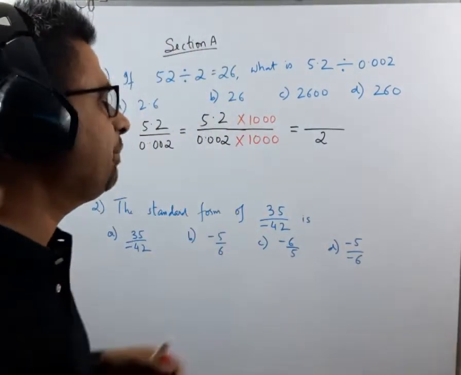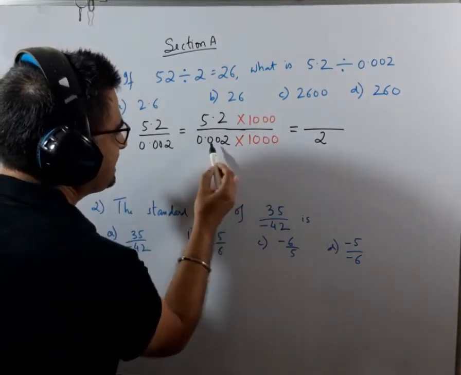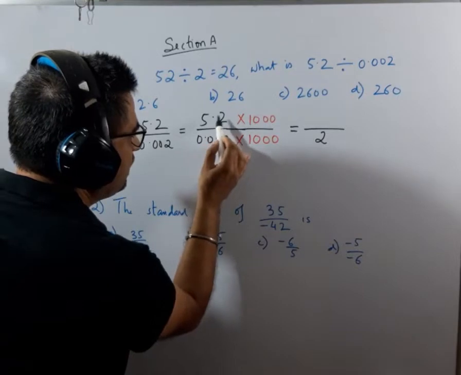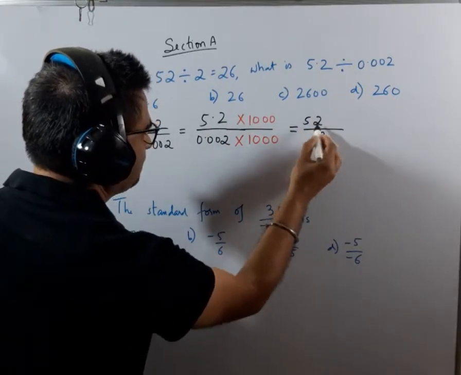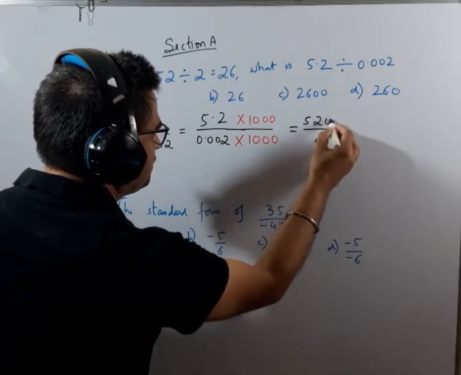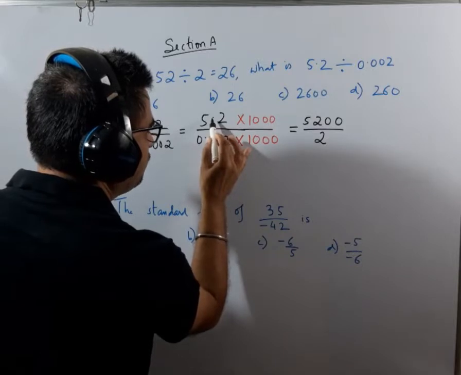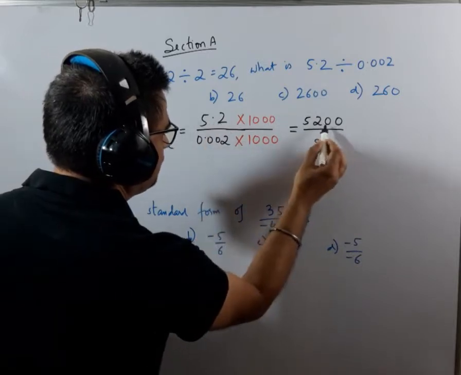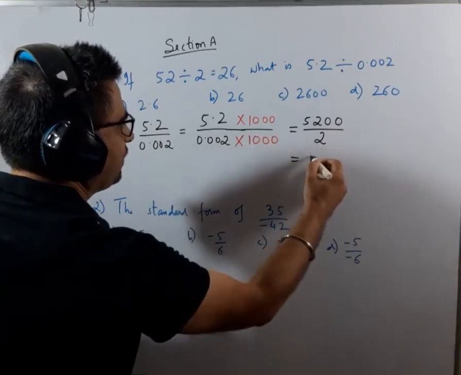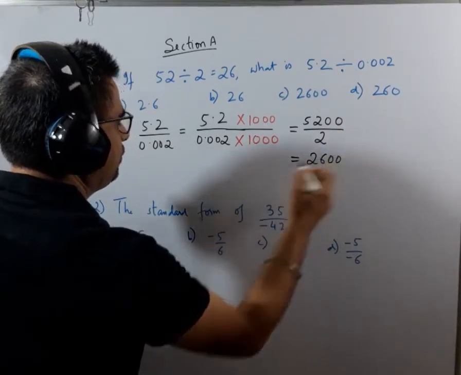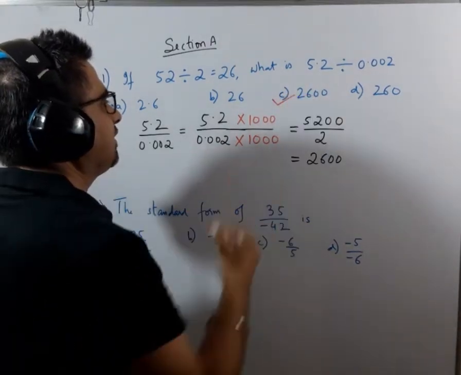Let's see what has happened in the numerator. In this case, this will move three places. Just as this moved three places, even this will move three places. So it moves 1, makes it 52, then 2 and 3. So in this one as well, the decimal has moved three places, 1, 2, 3, and this is what we get now. So when you divide this, you get 2600, thereby making answer choice C the correct choice.